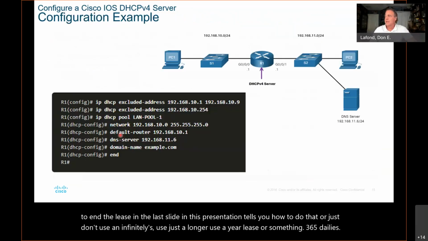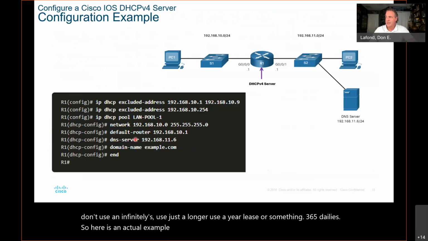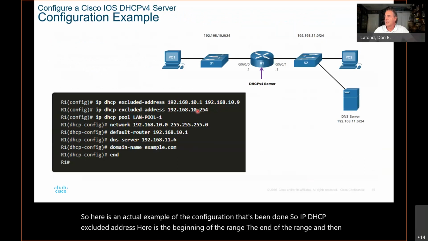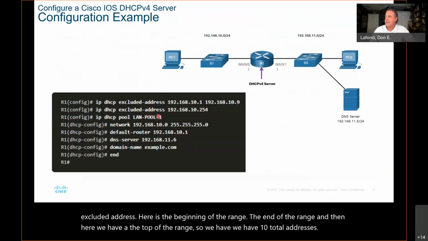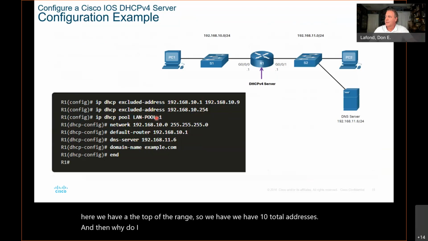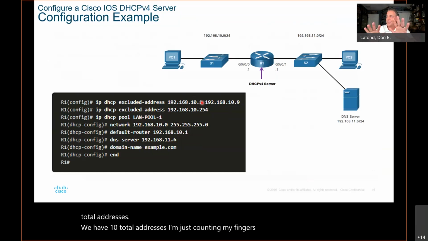So here's an actual example of the configuration that's been done. ip dhcp excluded-address. Here is the beginning of the range, the end of the range, and then here we have the top of the range. So we have 10 total addresses. I'm just counting on my fingers, right? 1 through 9, and then we have 10. So we have 10 addresses.